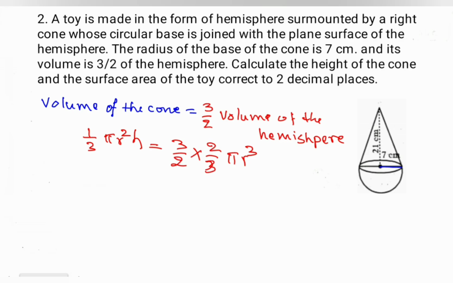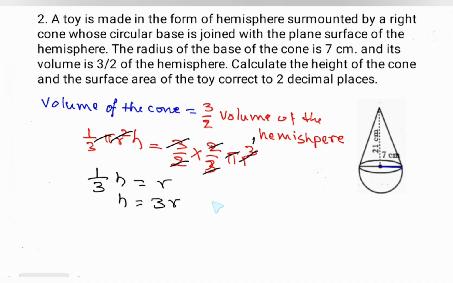Here 2 gets cancelled, 3 also cancelled, and on both sides pi is cancelled. Here r square is cancelled, only r is there. So 1 by 3 h is equal to r, where h is equal to 3r. That means h is equal to 3r.